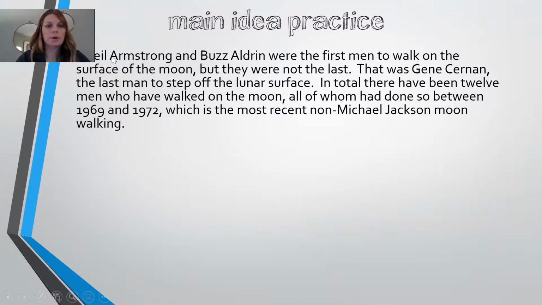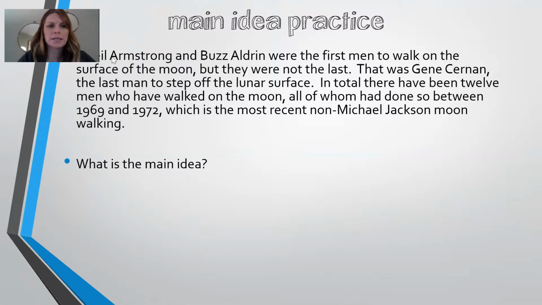Neil Armstrong and Buzz Aldrin were the first men to walk on the surface of the moon. Now you see I'm already doing step 1 here. I'm going to read the whole text. But they were not the last. That was Gene Cernan, the last man to step off the lunar surface. In total, there have been 12 men who have walked on the moon, all of whom had done so between 1969 and 1972, which is the most recent non-Michael Jackson moonwalking. A little bit of fun there.